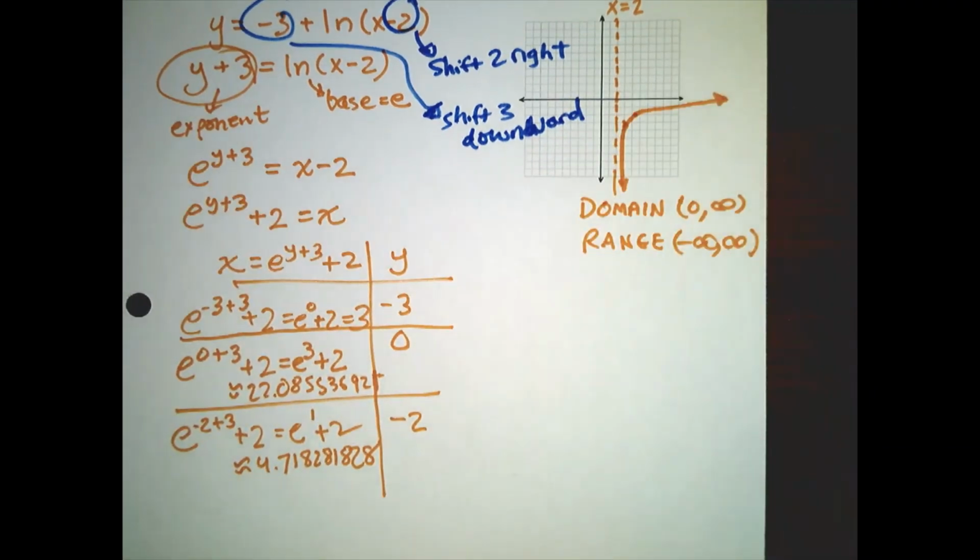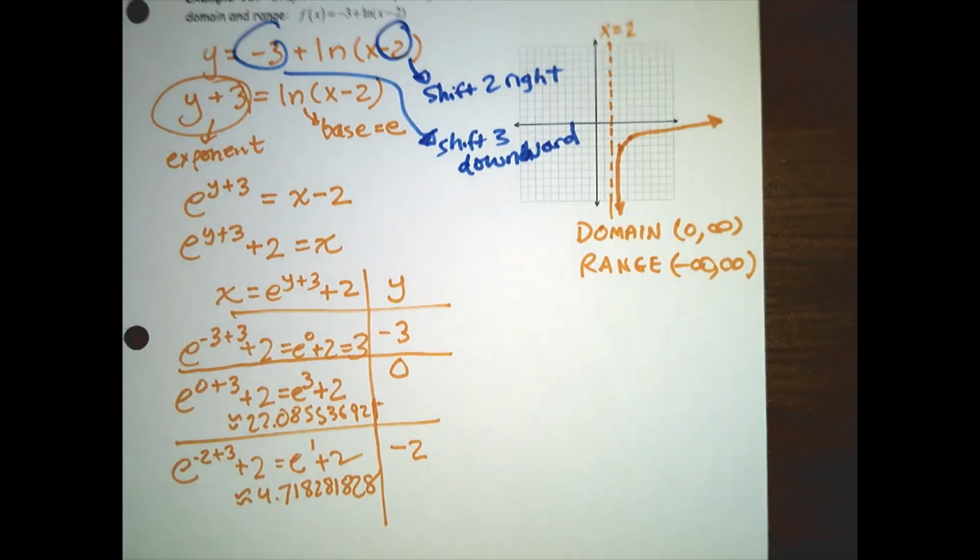All right, so there is the graph of f of x equals -3 plus the natural log of x minus 2. All right, so that is it for this section here on logarithmic functions.